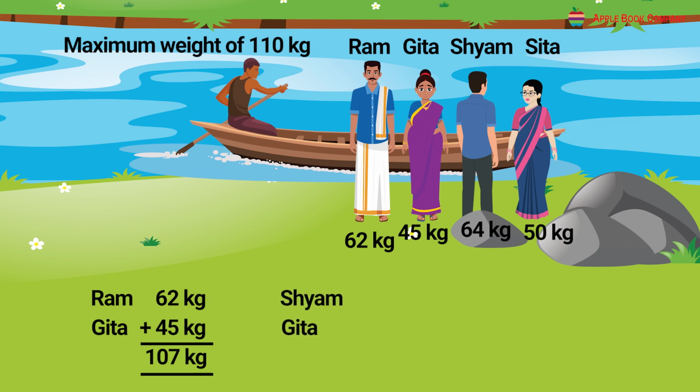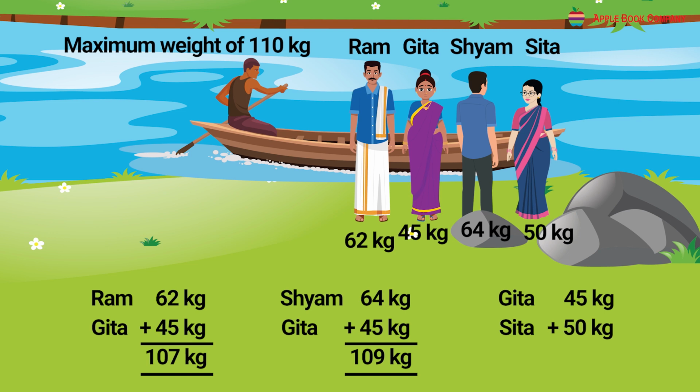Second pair, Shyam and Geeta. 64 plus 45, which equals 109 kg. And the last pair is Geeta and Sita. 45 plus 50 is equal to 95.